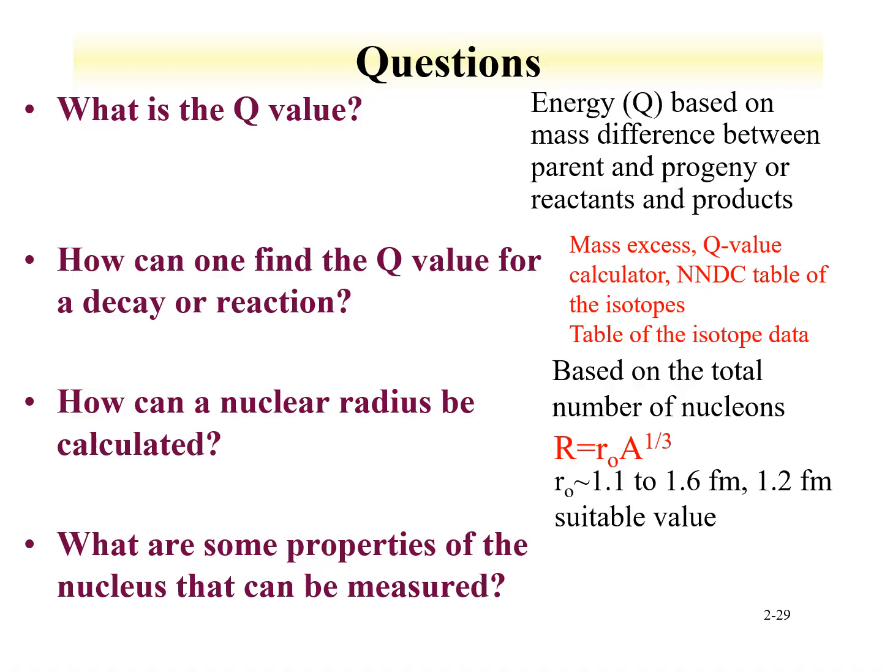And what are some properties of the nucleus that can be measured? These are some of the fundamental properties: nuclear spin, the parity, and the magnetic moment. The magnetic moment is obviously a term that, if you do NMR spectroscopy, you utilize.